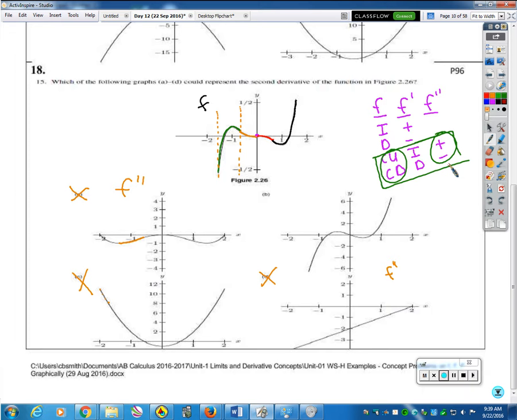How do you decide which one it is? So here's what I read. Which of the following graphs, A through D, could represent the second derivative? So these are the second derivative of something. Of the function shown here. Okay, that makes sense now. I label this as f. I label this as f double prime. Oh, so it does tell you. It does tell you. Does that make sense? Good question.